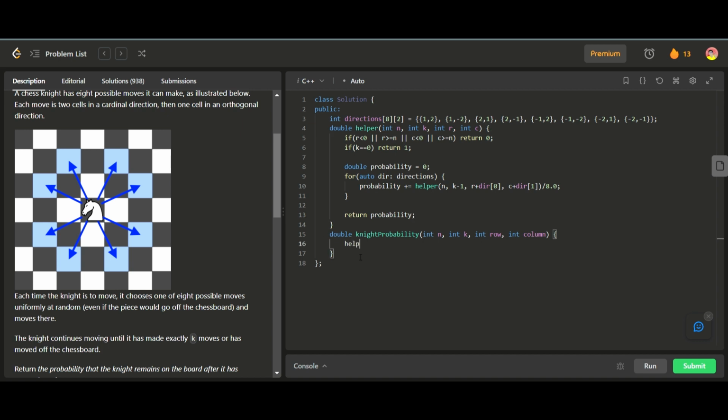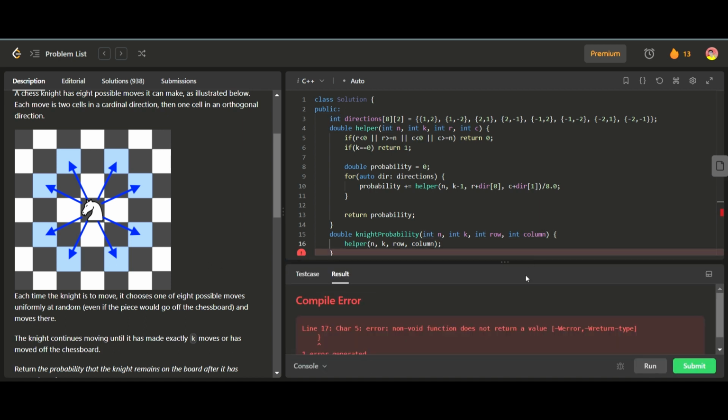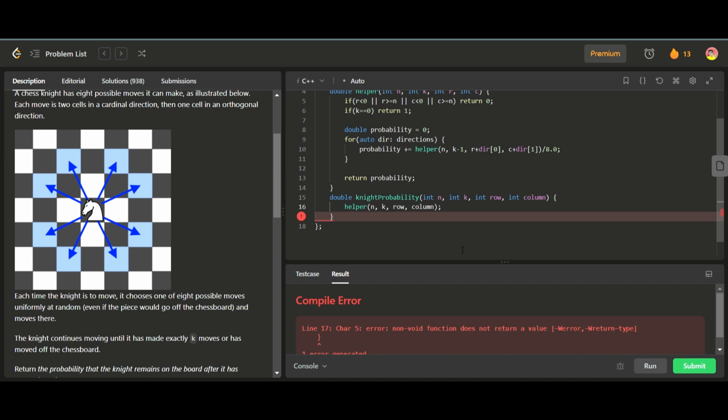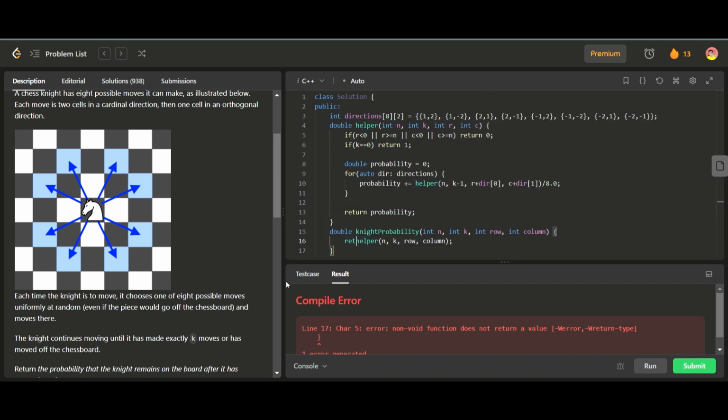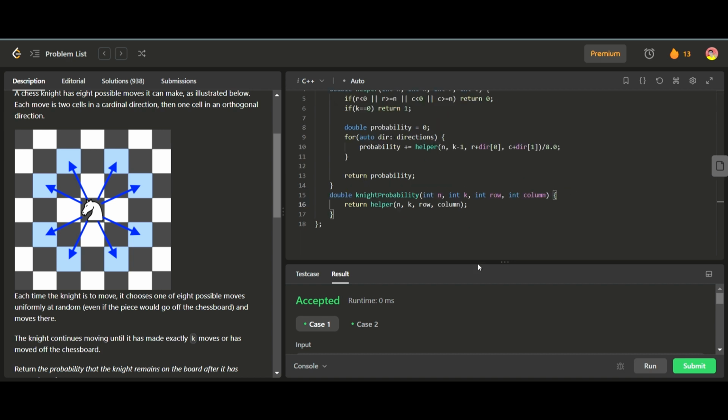Now we just need to call the helper function with the default values, row and column. I think this is it. We'll try and run this. Okay, there is a compilation error, not found. Okay, I forgot return. So this gets accepted. Now we will implement memoization in it so that there are no repetitive calls.